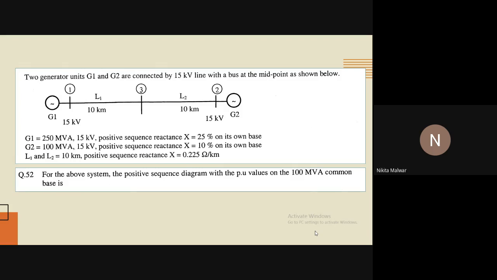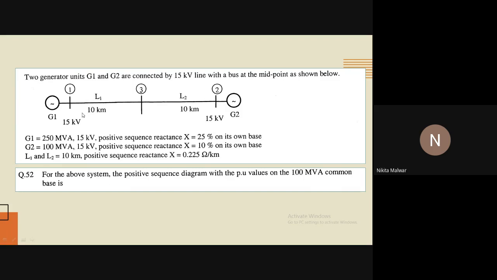Now you will find the given data for generator 1 and generator 2. So what is the given data? For generator 1, the MVA value is 250 and voltage is 15 kV. Here we have given the positive sequence reactance. We have given the value of reactance in percentage. It is 25% for generator 1 and 10% for generator 2. And after that, it is mentioned that its own value is the base value.